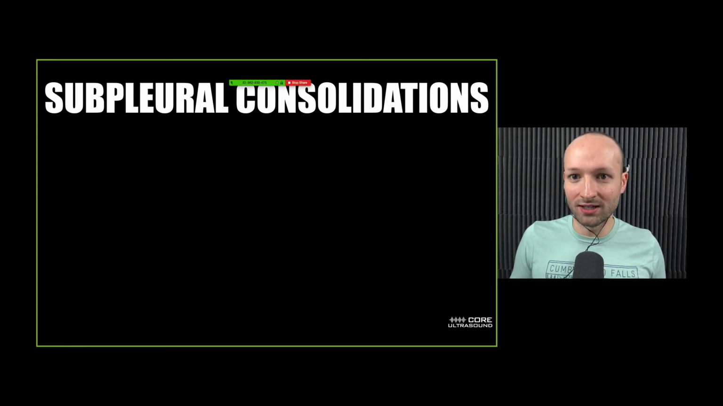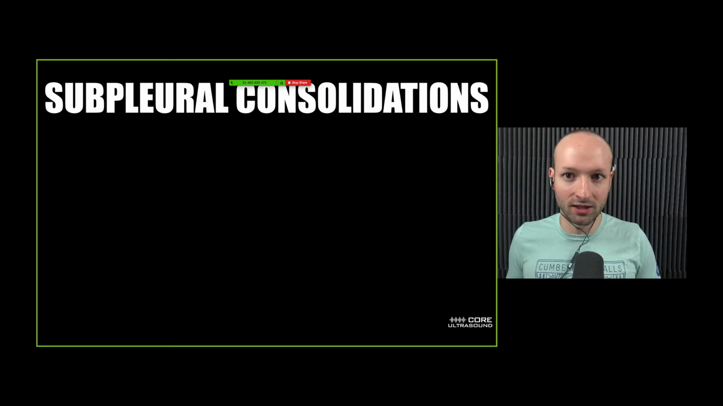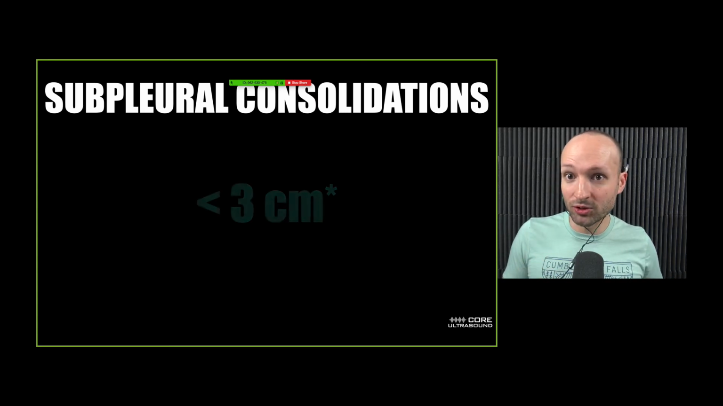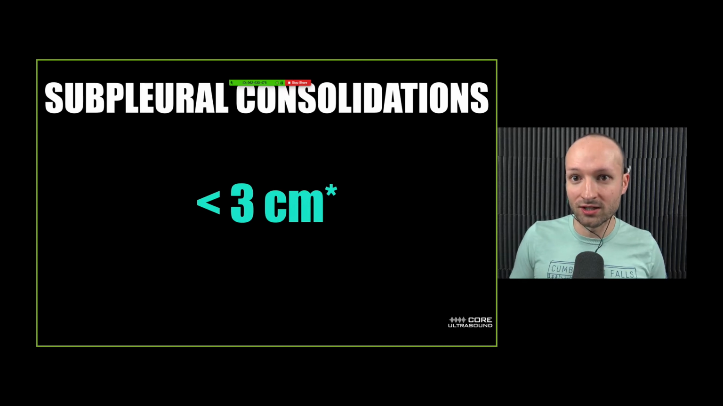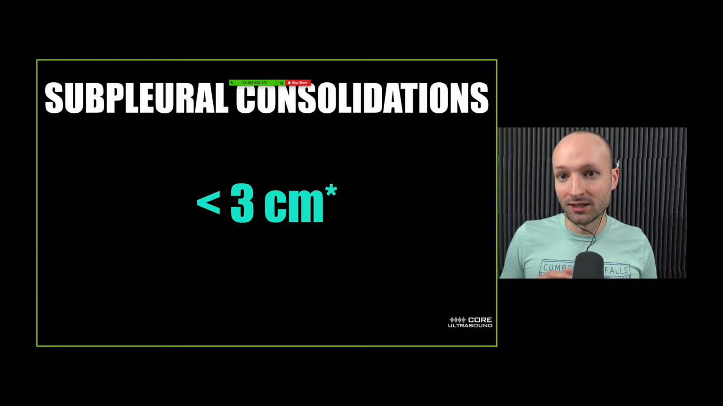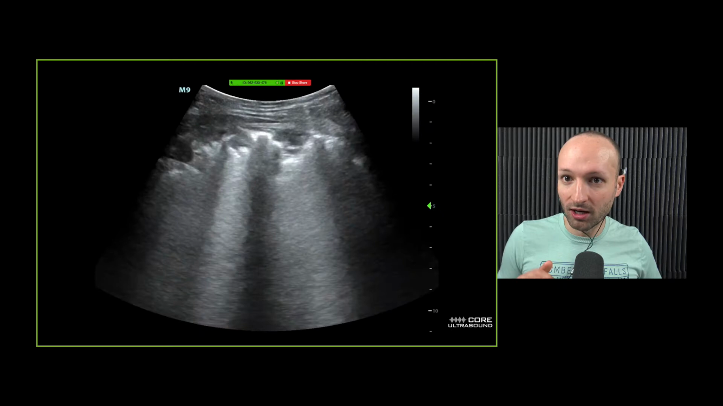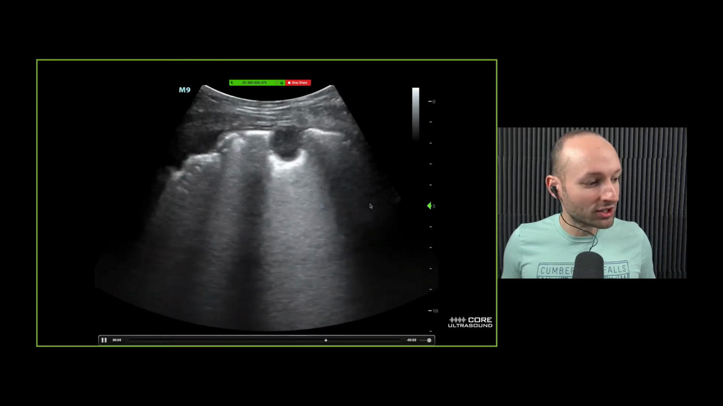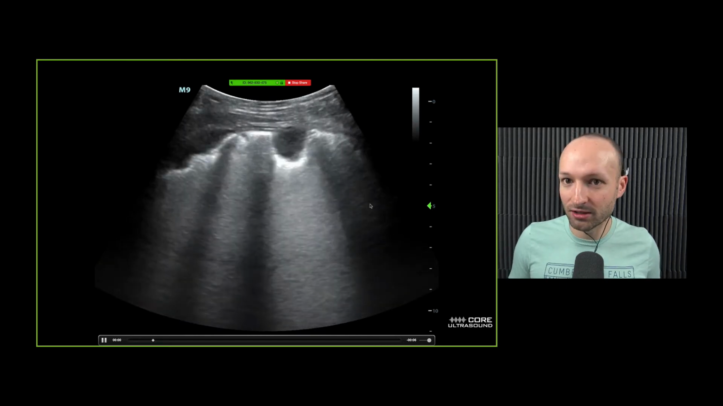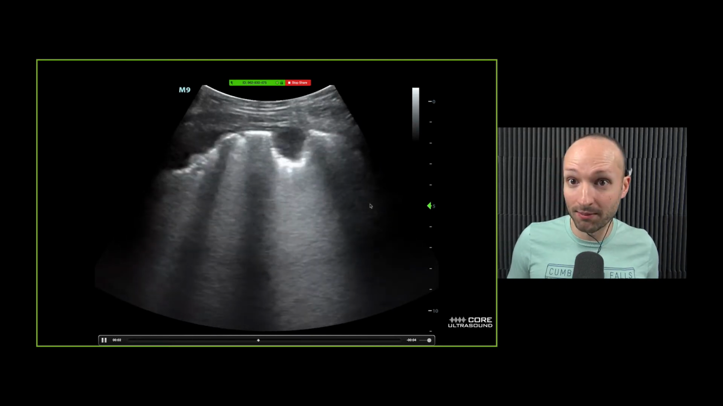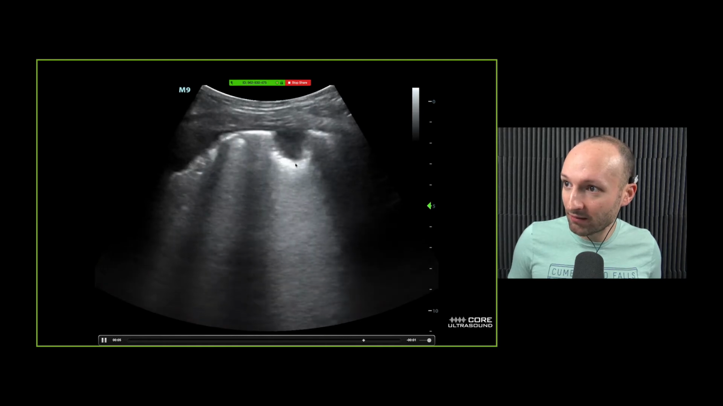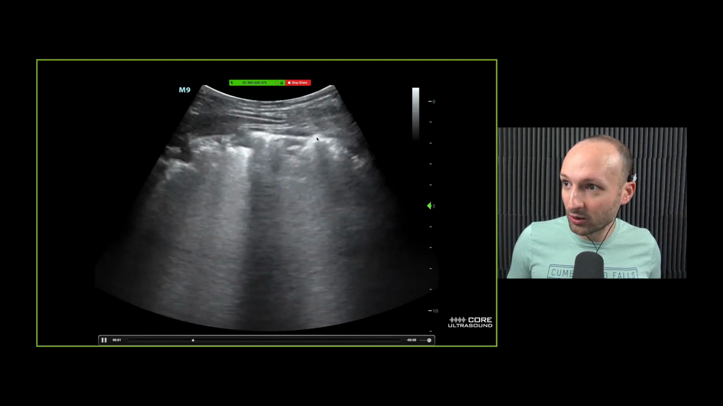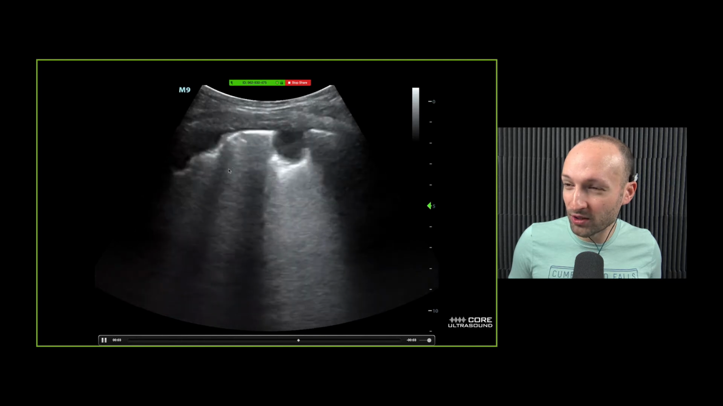I sometimes mention this as a small pleural consolidation because in the literature, most of the time when we're talking about subpleural consolidations, we're talking about a little area of consolidation that is less than 3 centimeters in diameter at its widest diameter. That's usually what we're talking about. And this is what they look like. This is a patient that I saw that I had a pretty high suspicion of septic emboli. And you can see right here we have a nice rounded little consolidation and an eruption in that pleural line with a bunch of surrounding B-lines.